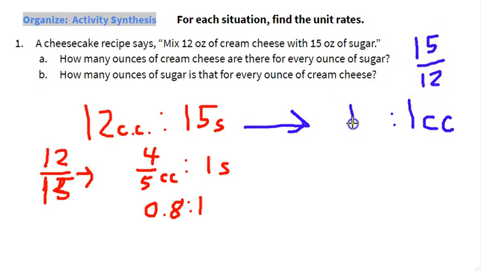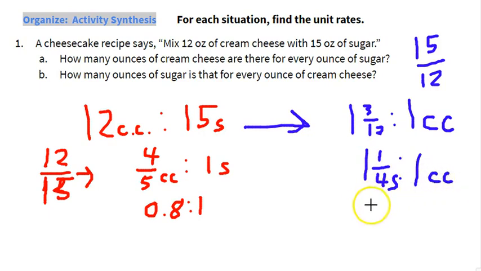12 will go into 15 one time. You get 3 left over, so you get 1 3/12, or 1 1/4 ounces of the sugar to 1 ounce of the cream cheese. You could also think of 1/4 as still the same as 25/100, isn't it? Because if you divide 4 into 1, you get 25/100. So it's 1 25/100 to 1 as well. So this is just how you're coming up with per.